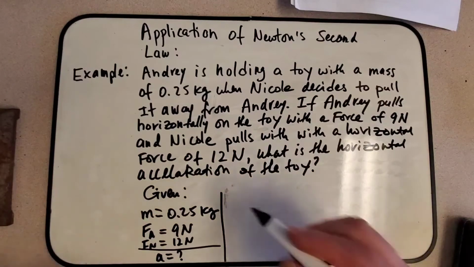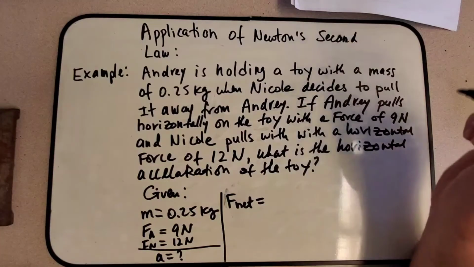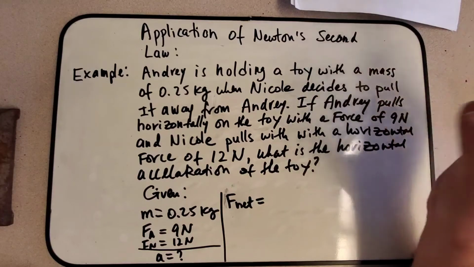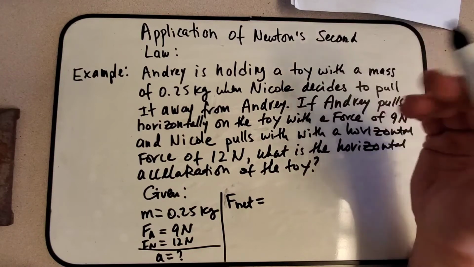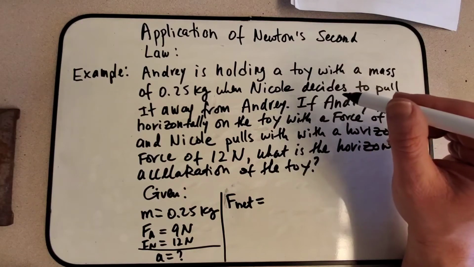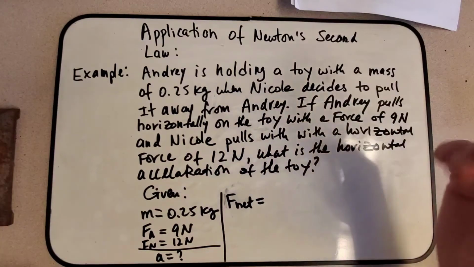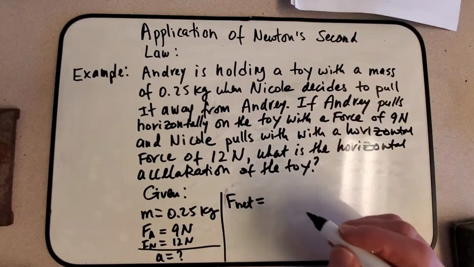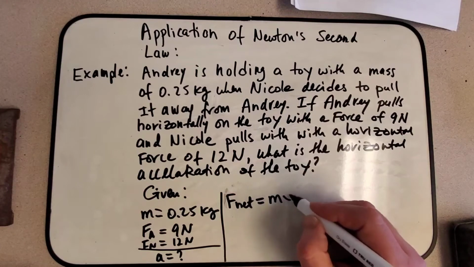The reason we need to find F net is because if they were pulling with the same force, then this toy would be at equilibrium, because both forces would cancel each other, and so the change in velocity would be 0, and your acceleration would be 0, so there would be no net force. But in this particular case, when you use Newton's second law, you always have to be cognizant to find the net force, because that's what will be acting on the object. And so F net is equal to m times a.